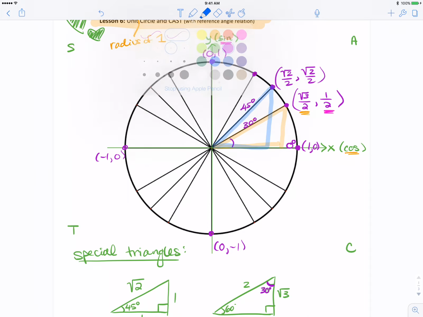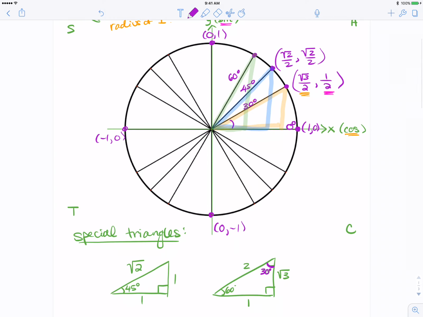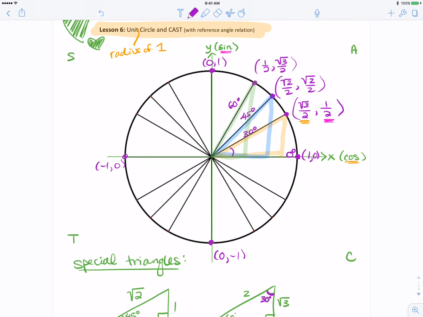The last triangle we'll just visualize, we'll make it a green triangle, is, as you probably guessed, our 65-degree triangle. Or sorry, 60-degree triangle, not 65. Our 60-degree triangle. At that point, the cosine of 60 degrees is 1/2, and the sine of 60 degrees is √3 over 2.